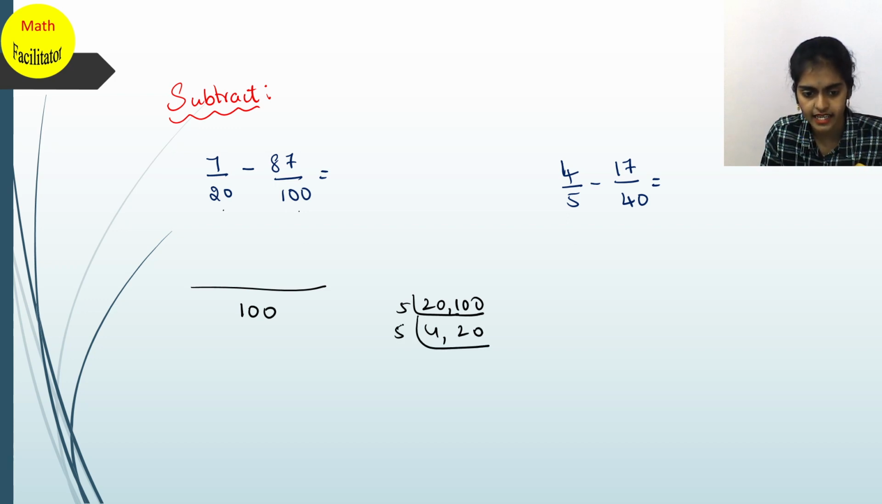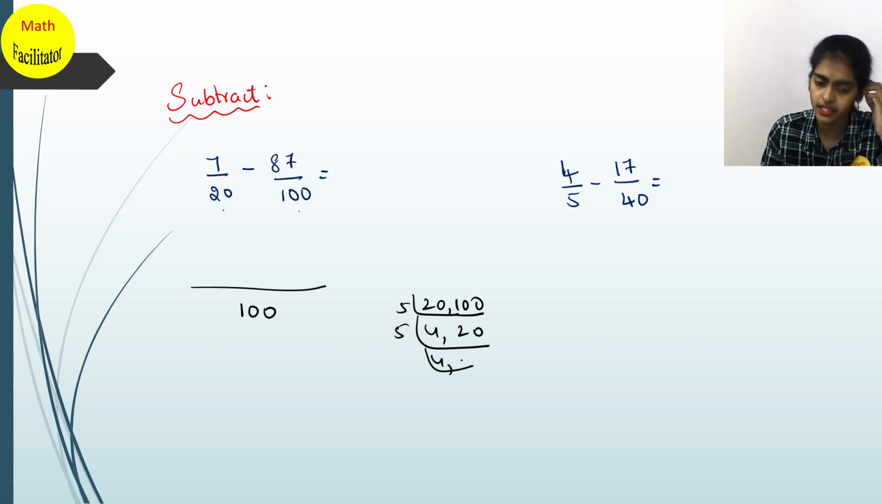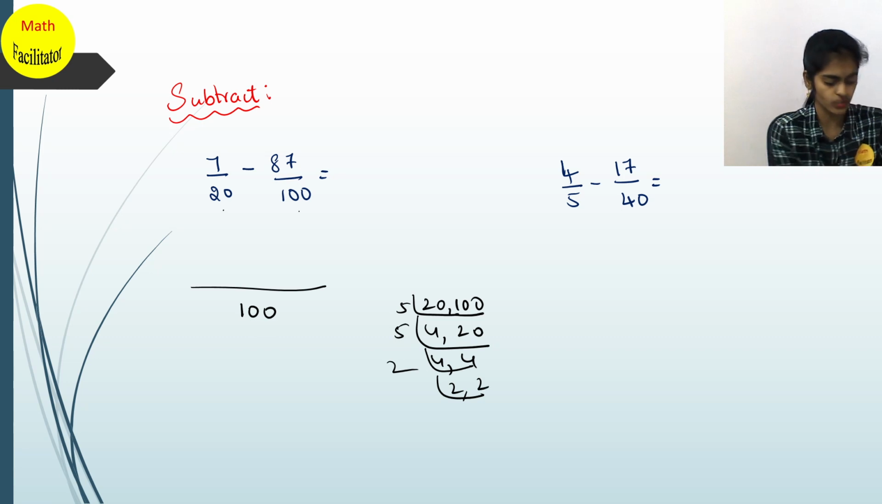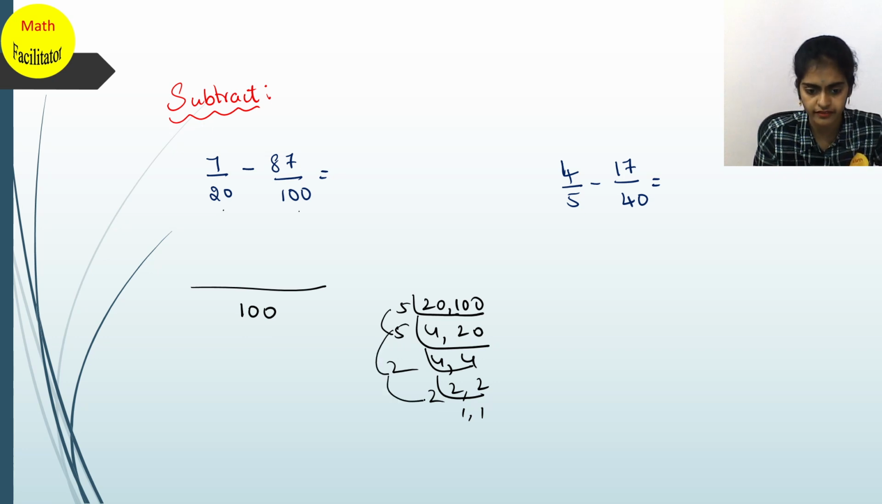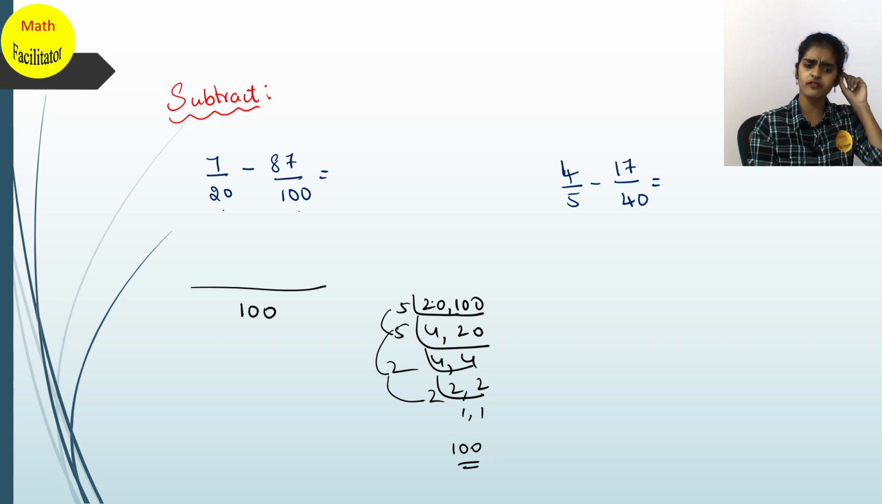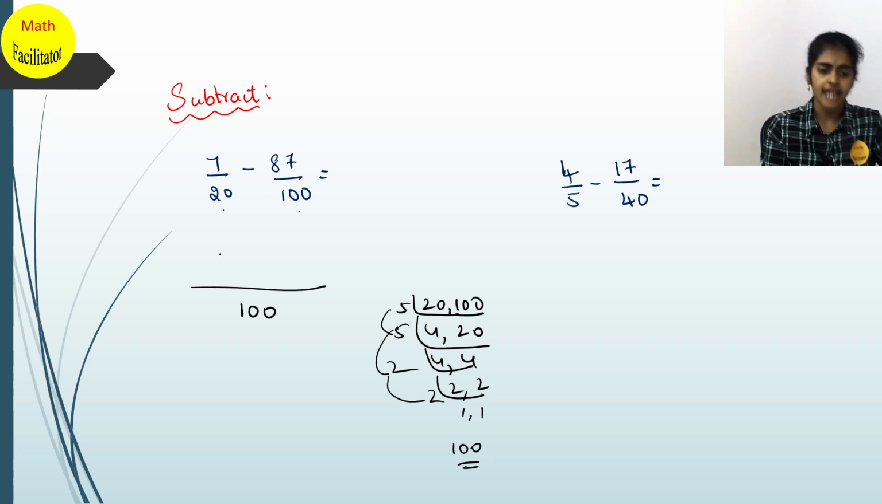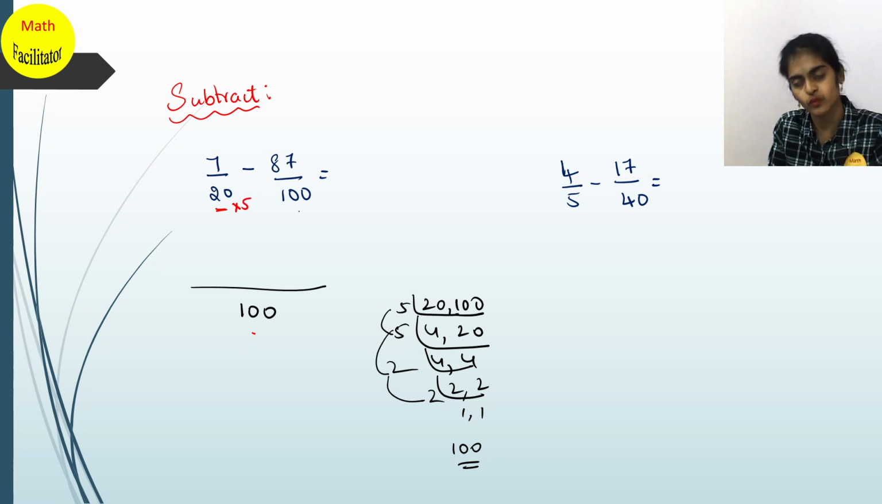Now again I can take 2, 2 2s are 4, and 2 2s are 4. The LCM is 5 5s are 25, 25 2s are 50, 50 2s are 100. Getting the point? So instead of doing this, you can directly check it here. Now the next step: here I have 20 and I have 100 as my LCM. So I want to equate this 20 to 100. How will I equate? This 20 I'll multiply by 5. So 5 20s are 100.